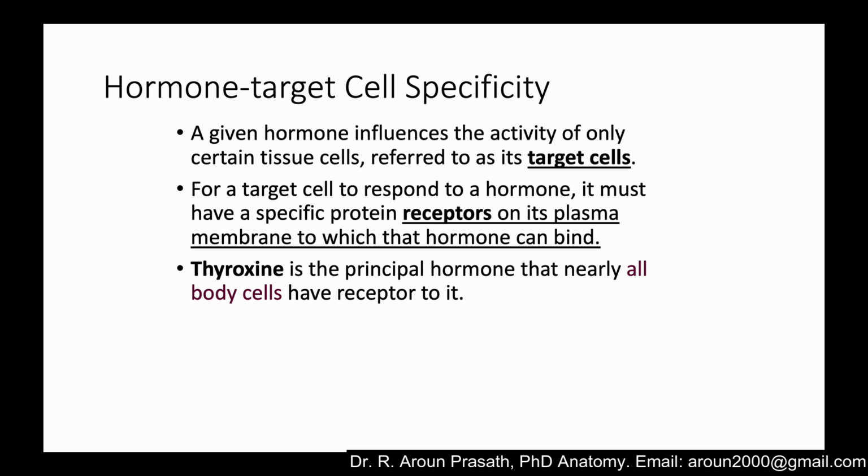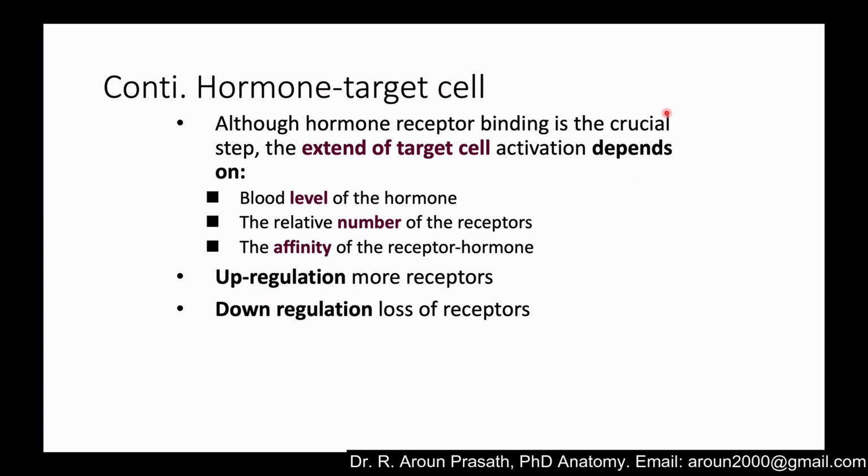That is, a given hormone influences the activity of only certain tissue cells, referred to as the target cells. For thyroxine, which is the principal hormone, nearly all body cells have receptors for it. So in all the body cell membranes, you have the thyroxine receptors. Once the thyroxine comes into the bloodstream, it is caught by the receptors and sent inside the cell.